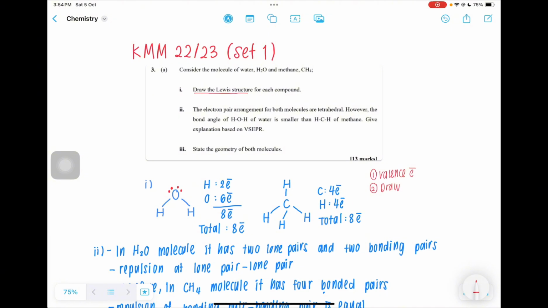2022-2023 set number 1, question number 3. So the question states, consider the molecule of water H2O and methane CH4 and draw the Lewis structure.